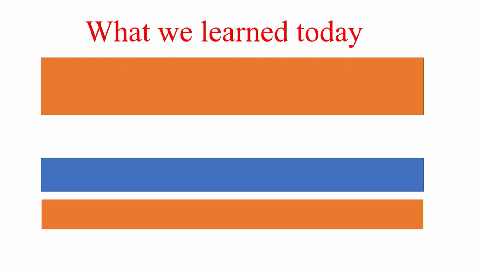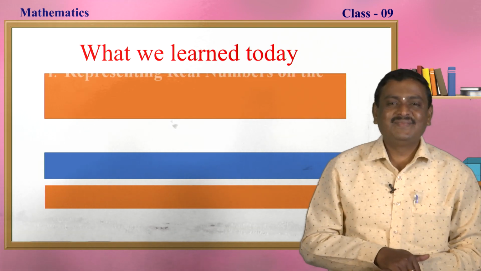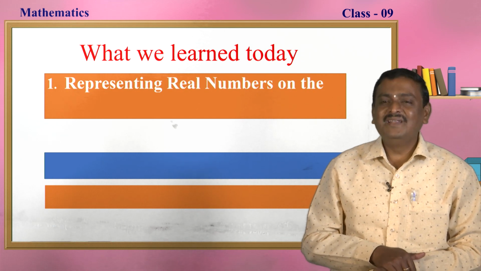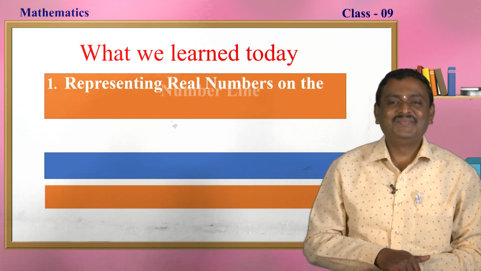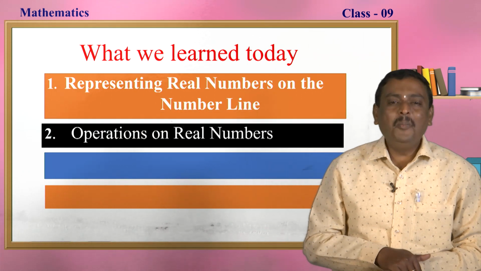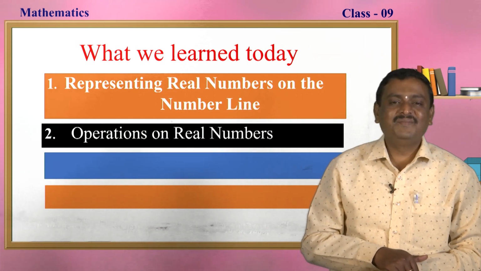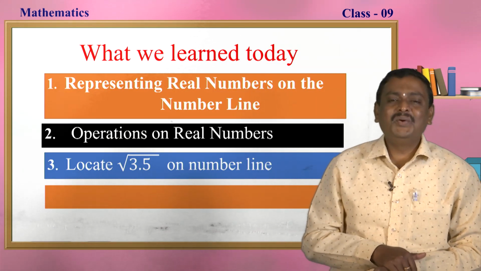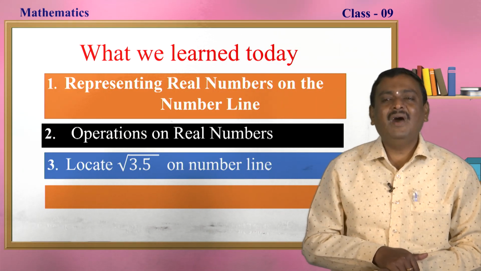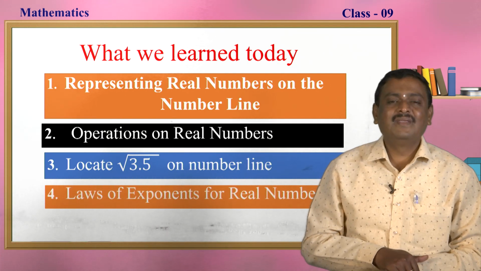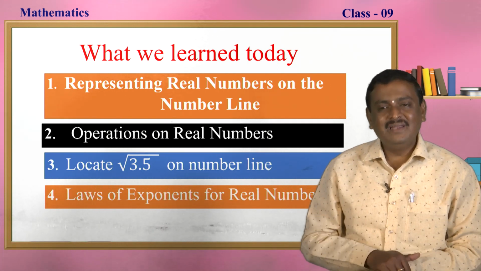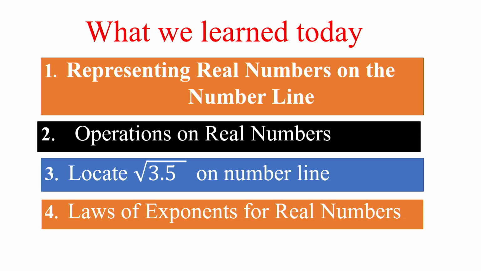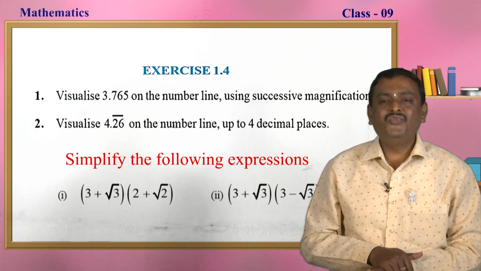So, what we learned today, my dear students? Representing real numbers on the number line and operations on real numbers. We located square root of 3.5 on the number line. Laws of exponents for real numbers. These are all we learned today, my dear students. Please do the exercise. Say it's a time for homework.